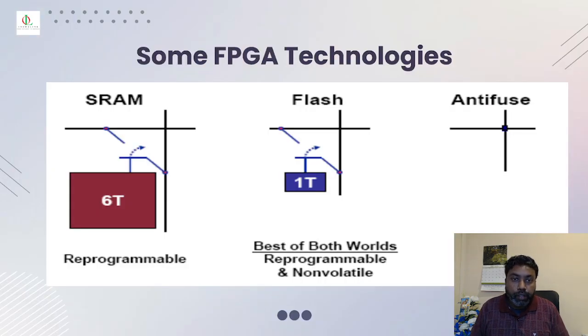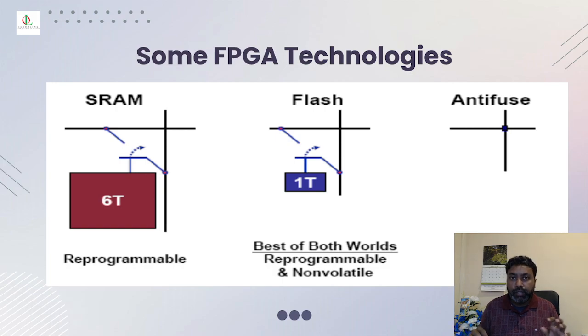Now let's see what are all the FPGA technologies out there. The first one is the static RAM technology. It is reprogrammable and it is volatile. So what does that mean? If it is powered off, the internal program memory gets erased. So that means you can't use it again until it gets programmed. So that's why it's a reprogrammable FPGA.